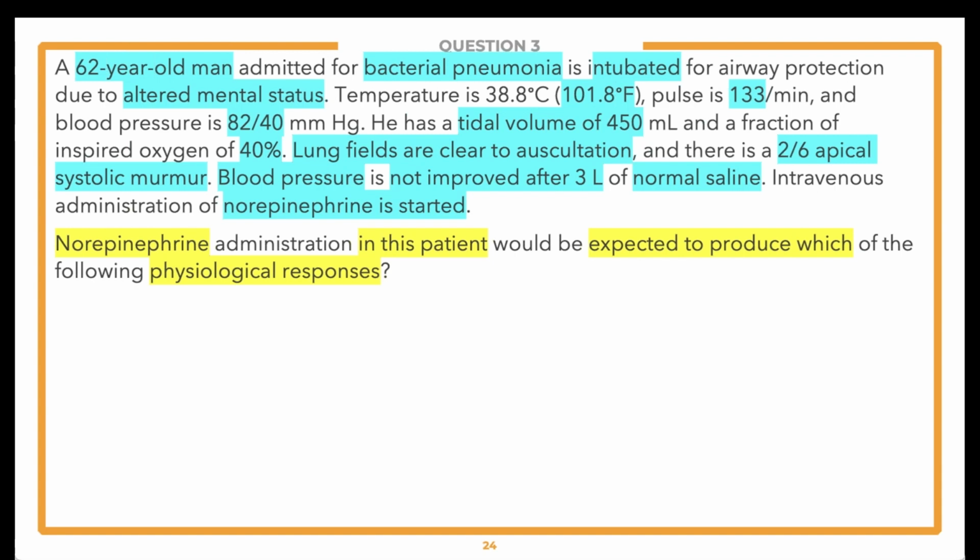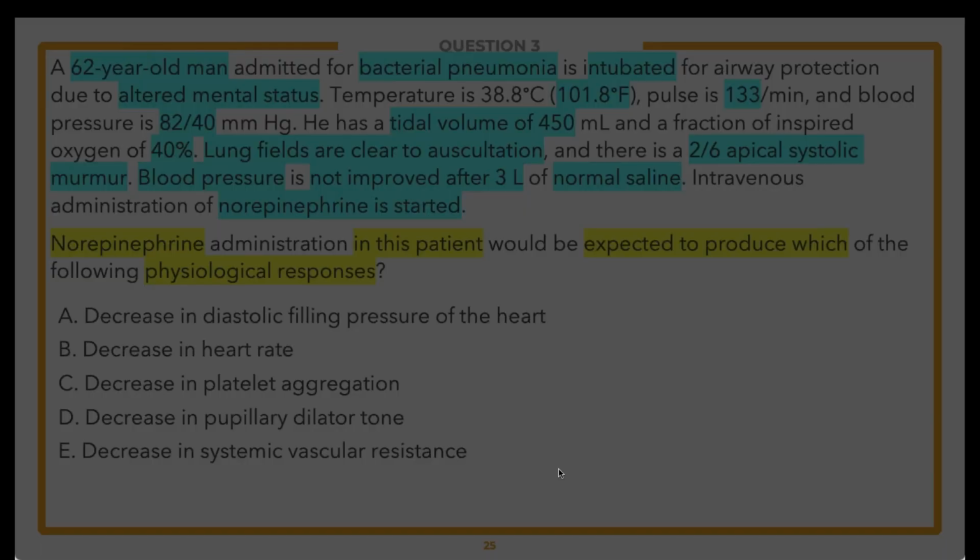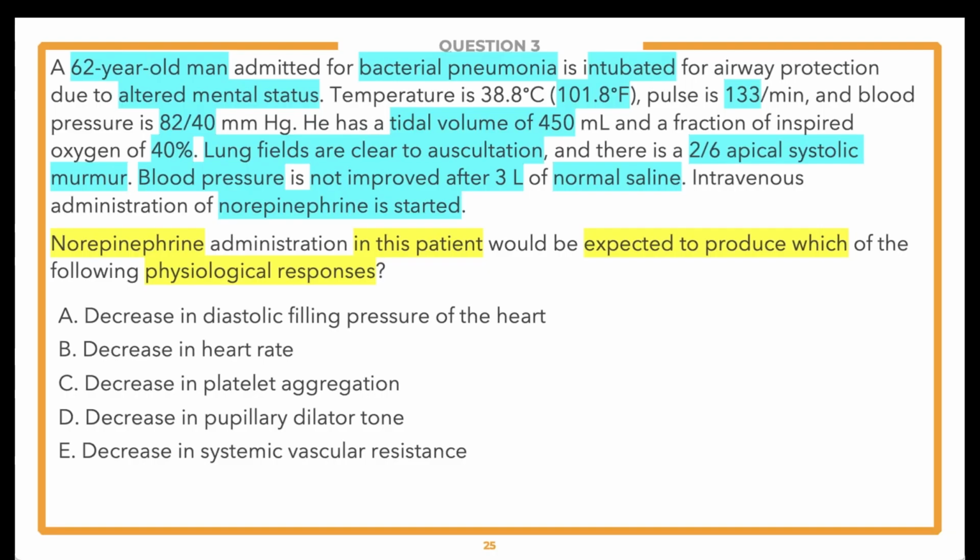So now, what's the real question here? The question is, what's norepi going to produce in terms of a physiological response? So you need to know what norepi does, what its mechanism of action is. Let's take a look at those answer choices, starting from E and working our way up. E, decreased systemic vascular resistance. D, decrease in pupillary dilator tone. C, decrease in platelet aggregation. B, decrease in heart rate. And A, decrease in diastolic filling pressure of the heart. Once again, we're going to open up the poll and give you a few moments to lock in your answers.